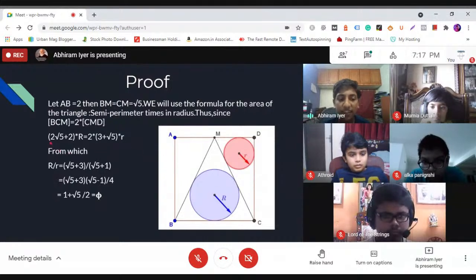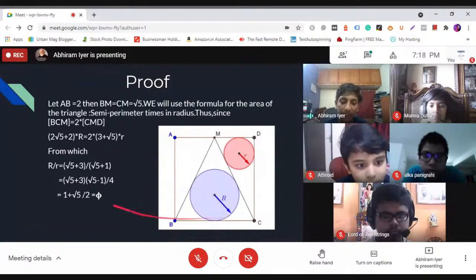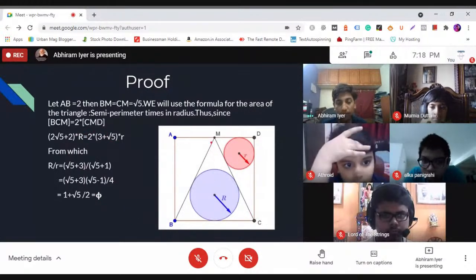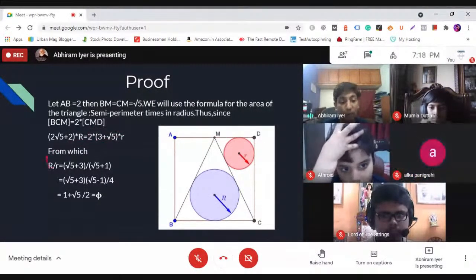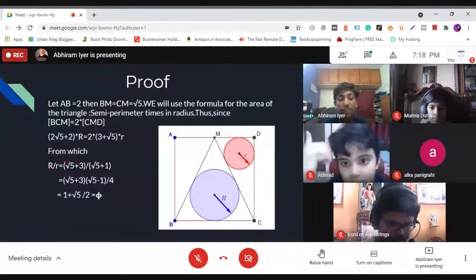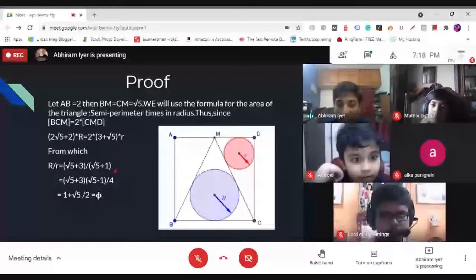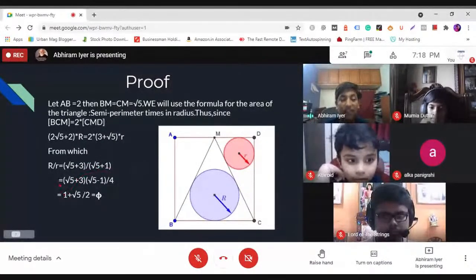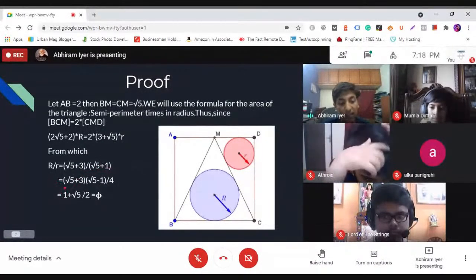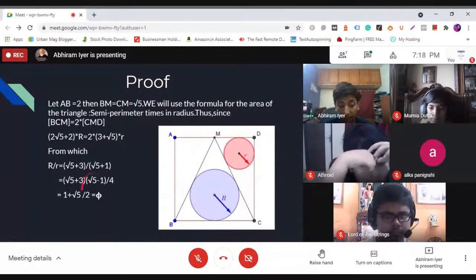So then we get this relation: 2 plus root 5 plus 2, which is the perimeter of BMC, times capital R is equal to 2 times 3 plus root 5, which is the perimeter of CMD, times r, from which we can simplify for R by r, which we get as root 5 plus 3 divided by root 5 plus 1. And if we multiply the terms by their conjugate, we get this equation as R by r is equal to root 5 plus 3 into root 5 minus 1 by 4.